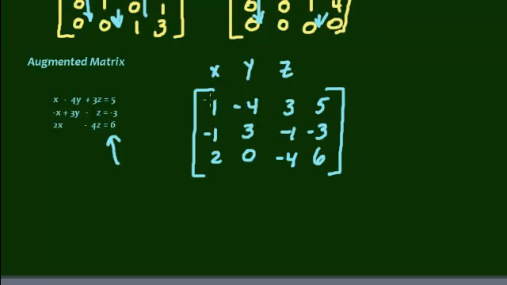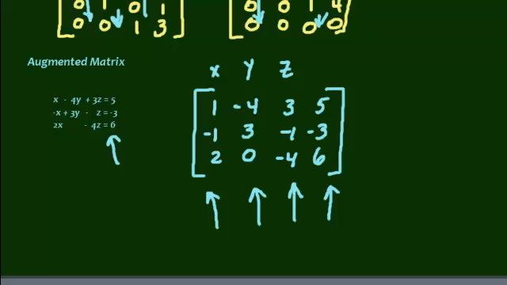Not that it really matters whether it's X, Y, or Z, but everything in that column must be an X. All of these values must be an X coefficient, all of these values must be a Y, and all of these values must be a Z, and this must be what the equation itself equals.